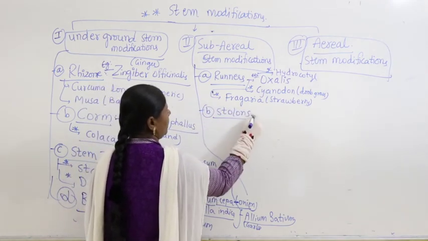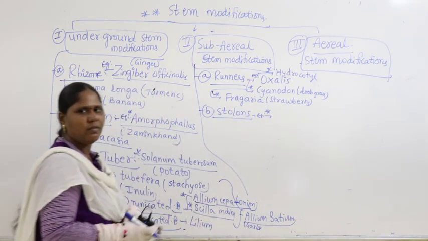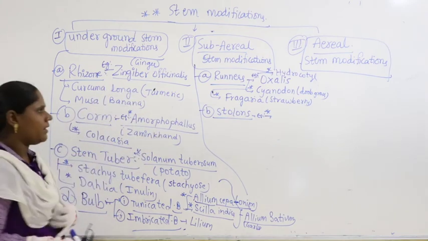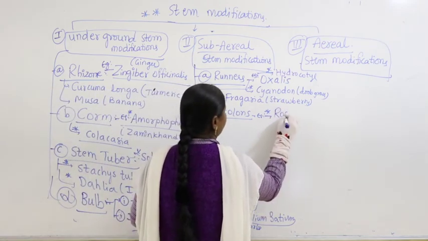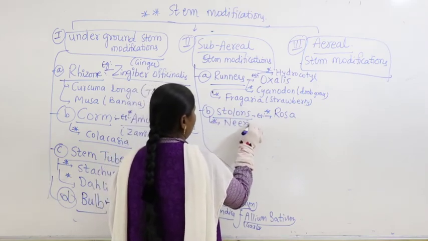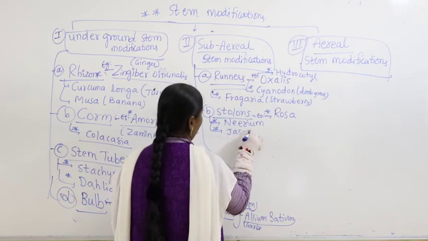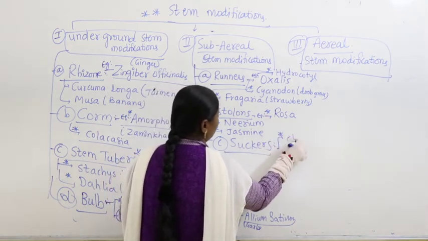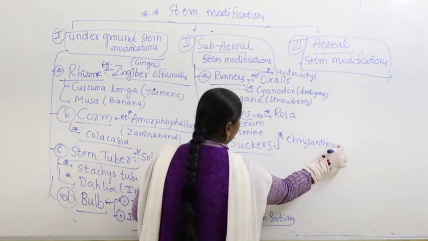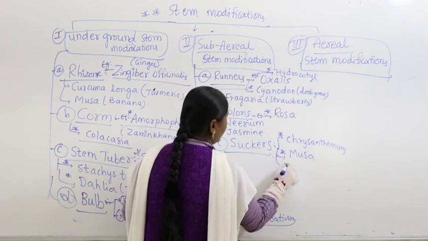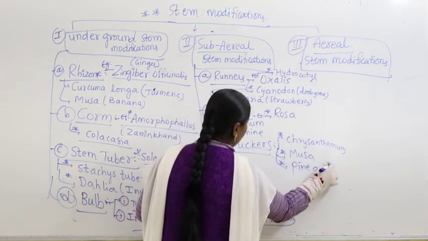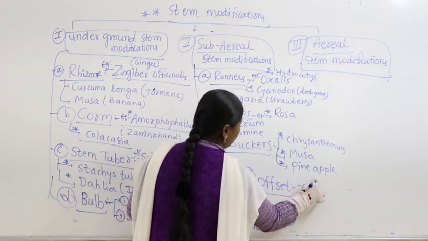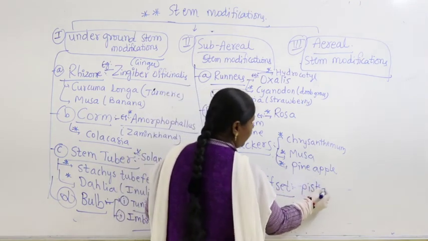Then stolons. What are the examples for stolons? So far whatever we have discussed, we are putting on one block diagram. So you can write here Rosa, Nerium, Jasmine. Right. Next, C is suckers. What did we study for suckers? Chrysanthemum, Musa, and pineapple. Next, D is offset. What did we study? Pistia. It's commonly called what? Water cabbage.